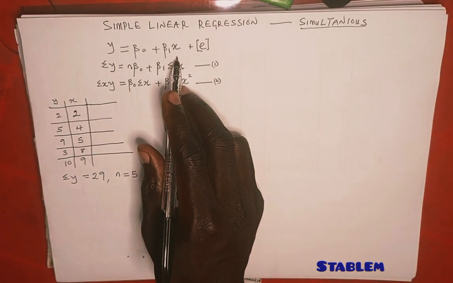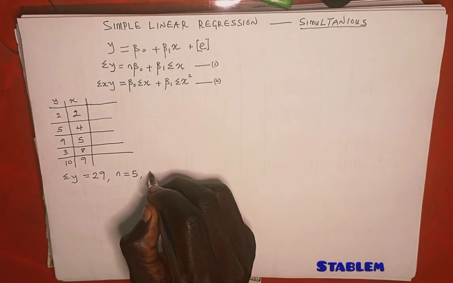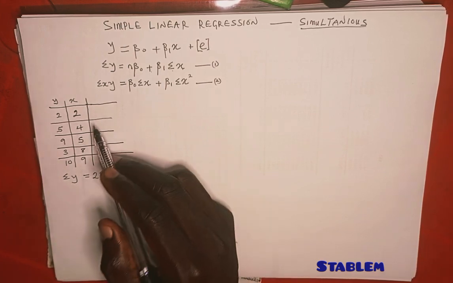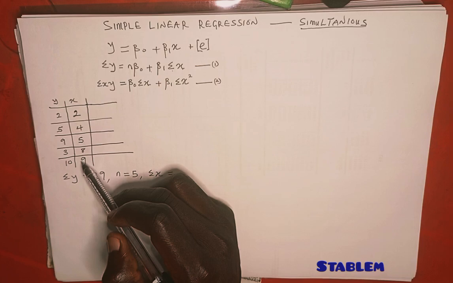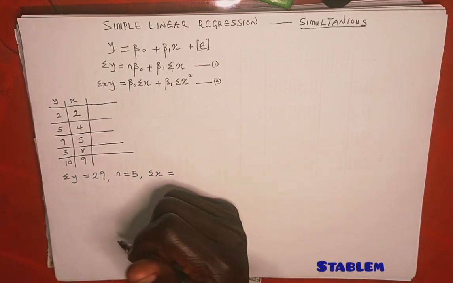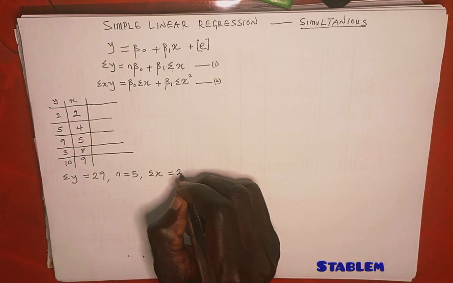Then we need summation x. So we say summation x is equal to, if you add up all these values, 2 plus 4 plus 5 plus 8 plus 9, we are going to have 28.